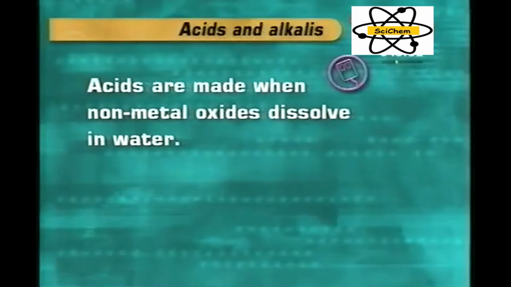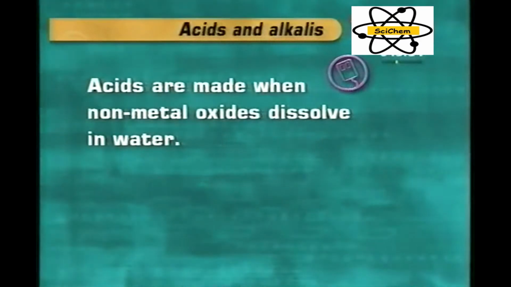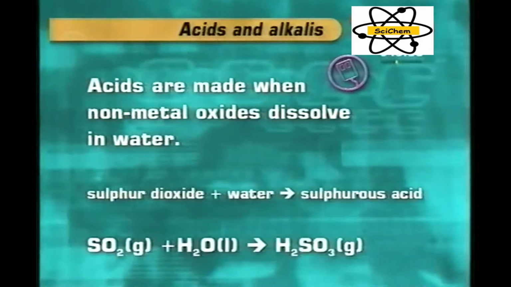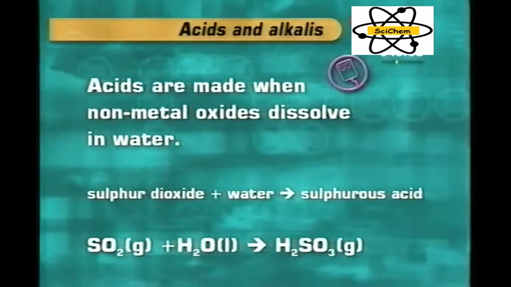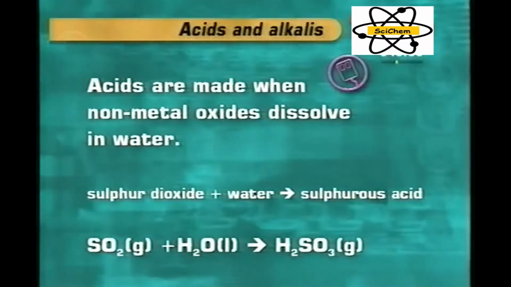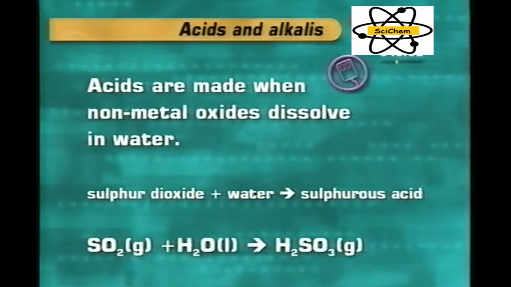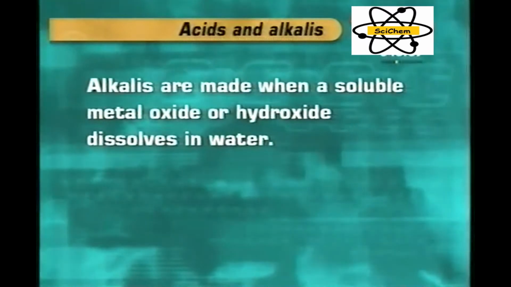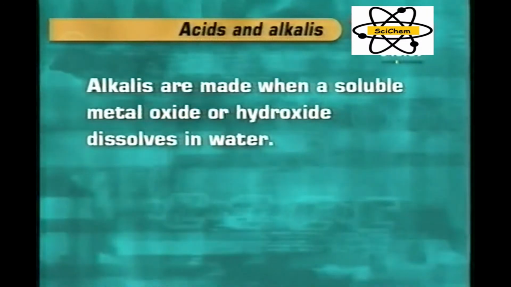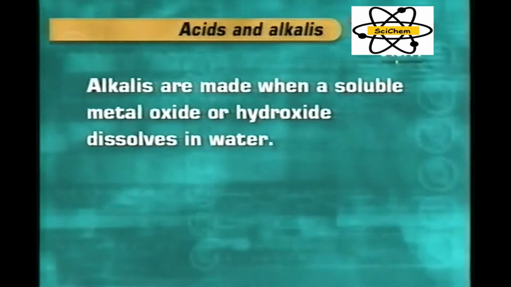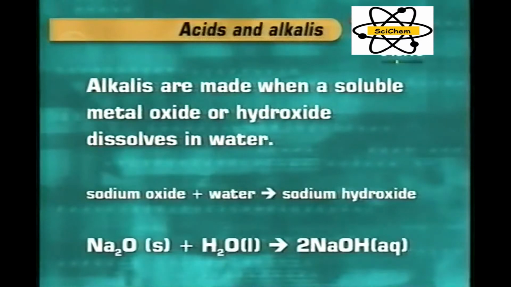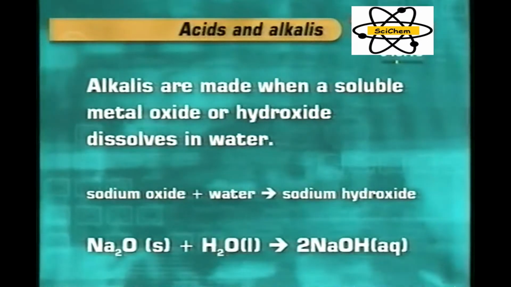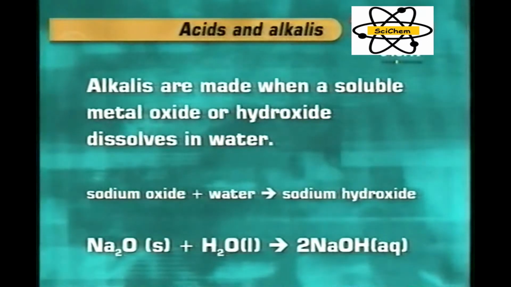Acids are made when non-metal oxides dissolve in water. For example, sulfur dioxide reacts with water to give sulfurous acid. Sulfur dioxide is one of the gases which contribute to acid rain. Alkalis are made when a soluble metal oxide or hydroxide dissolves in water. For example, sodium oxide reacts with water to give sodium hydroxide.